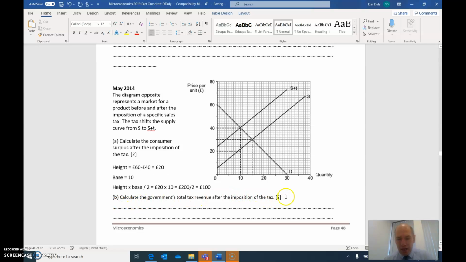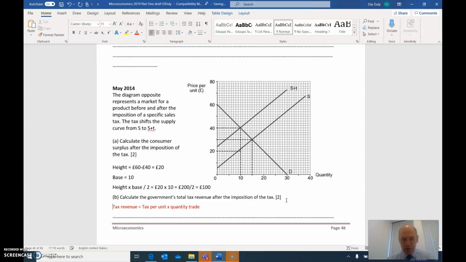So the question reads, calculate the government's total tax revenue after the imposition of the tax. Now, I'd like you just to write this in. Tax revenue is going to be equal to the tax per unit multiplied by quantity traded. I'll put that onto its own line so it's a little bit easier to see.